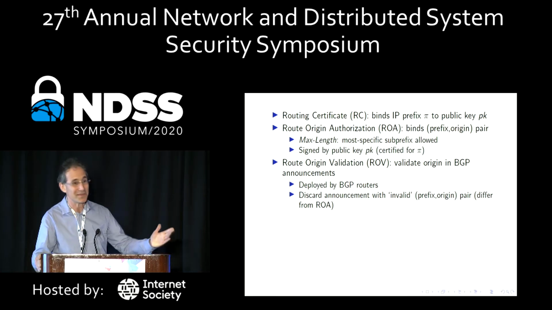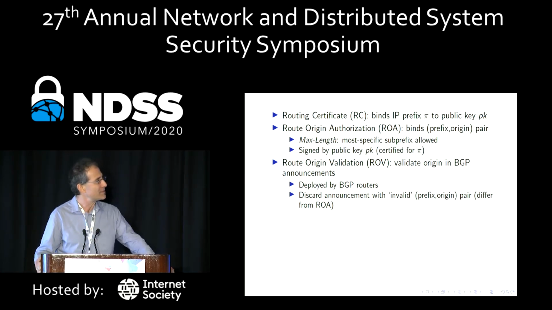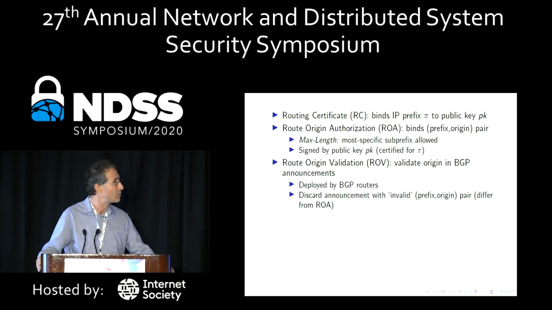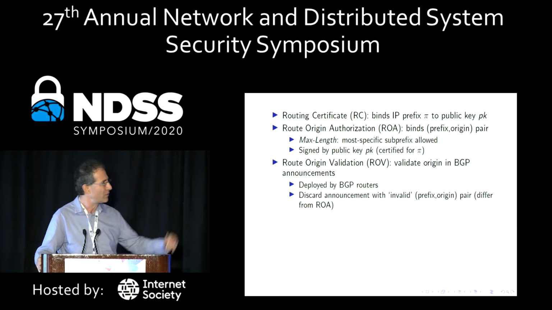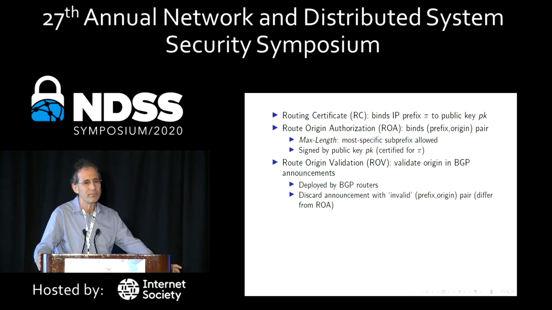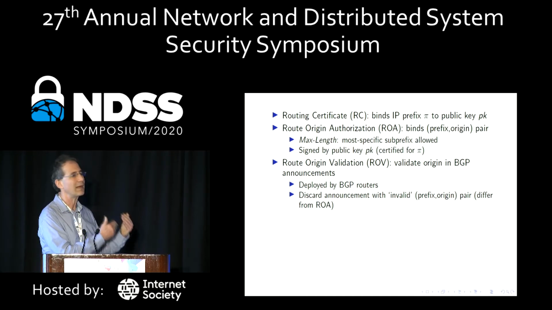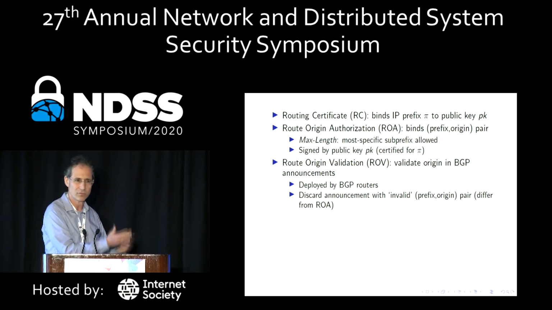So the title says RPKI is Routing Public Key Infrastructure, okay? And it is binding an IP prefix like this 12/16 that we saw before, which I refer to as PI, that's the notation for the prefix, to some public key, PK, okay? And that is the number one thing it does, which we call a routing certificate. So it's just like a regular certificate, but here we are not binding together a name and a public key, for instance, a domain name or username.